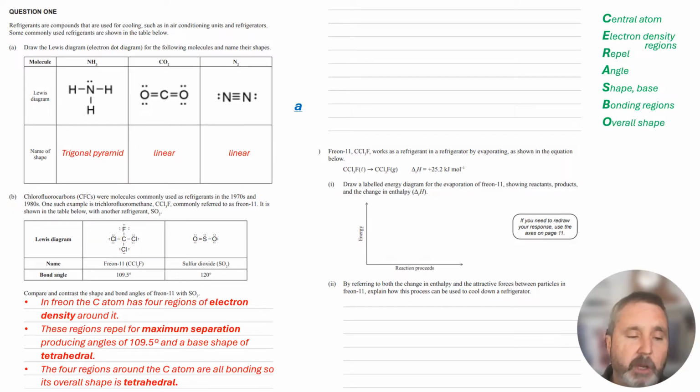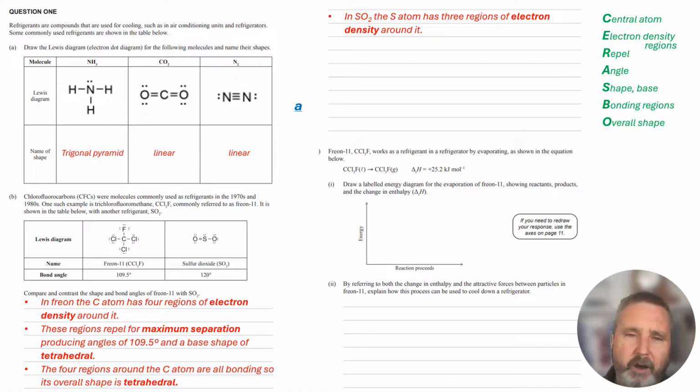So it has a base shape of tetrahedral, but it's also got an overall shape of tetrahedral. Let's explain the sulfur dioxide. The sulfur dioxide is slightly different. It's the central atom of sulfur, and it has 1, 2, 3 regions. Notice you have a double bond, a non-bonding pair, and a single bond around the sulfur, but they are all counted as equal when they push against each other. They are all equally an electron density region.